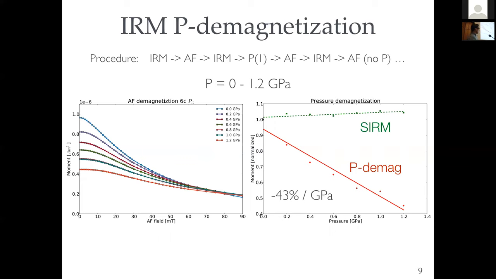Just to see if there are any irreversible changes in the magnetic minerals, which could happen if there were cracks forming, so you have new pinning for domain walls and things like this, I did a no-pressure IRM AF demagnetization after each pressure step, and you can see the IRM only changes very little, if at all. So I think, on one hand, pressure enhanced magnetization doesn't really play a role, but also we don't really change anything in the magnetic mineralogy.